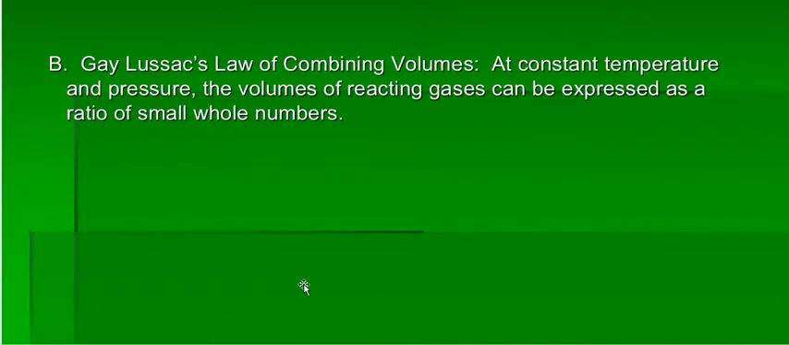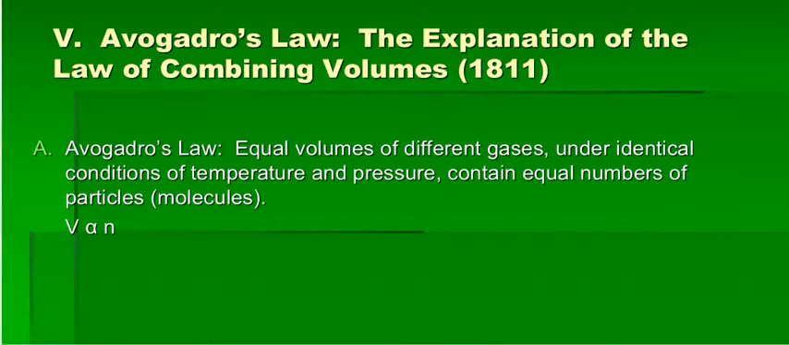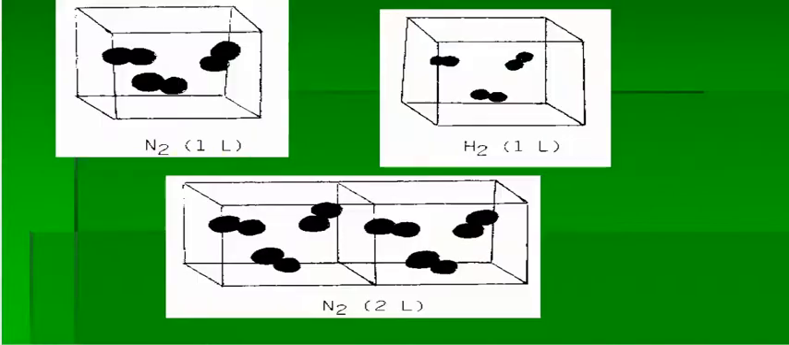So Gay-Lussac's law simply says at constant temperature and pressure, the volumes can be expressed as a ratio of small whole numbers, those whole numbers being the coefficients in the balanced chemical equation. Avogadro's law says equal volumes of different gases under identical conditions of temperature and pressure contain equal numbers of molecules. So volume is proportional to the number of molecules, which we'll call N. Let me try to explain this with some pictures here.